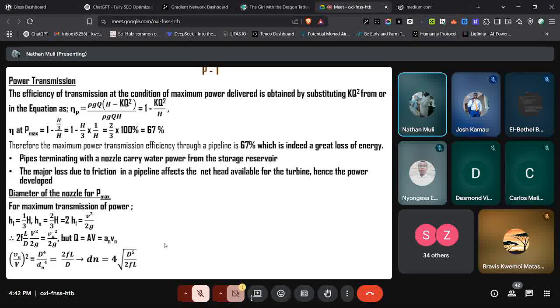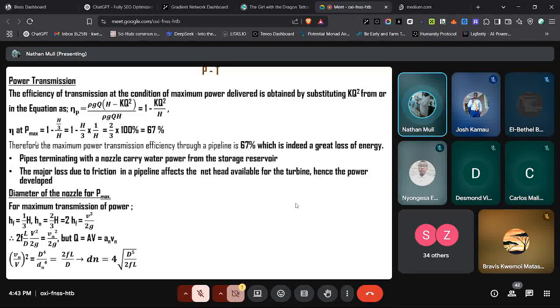if eta P is equal to rho GQ into H minus KQ squared, divided by rho GQ, which equals 1 minus KQ squared upon H, we are saying that eta at power maximum will be equal to 1 minus H upon 3 upon H, which equals 1 minus H upon 3 by 1 upon H. And that would translate to 2/3, which is 100%.